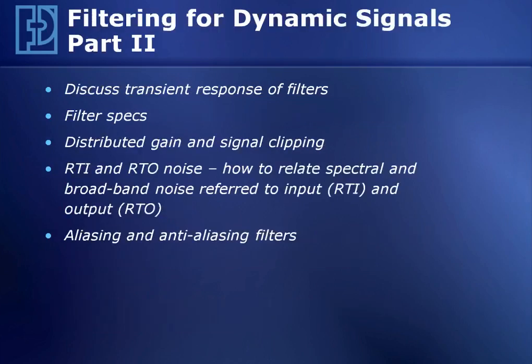So today we're going to discuss a third component of the filter transfer function, and that is the transient response. We're going to talk about important filter specs and how to interpret a data sheet. We'll talk about the distributed gain amplifier topology, introducing an amplifier to the signal chain, and discuss how to avoid signal clipping. We'll talk about components of noise, referred to input and referred to output noise, and how spectral noise and broadband noise are related. Finally, we'll wrap it up with a discussion on aliasing and anti-alias filters.